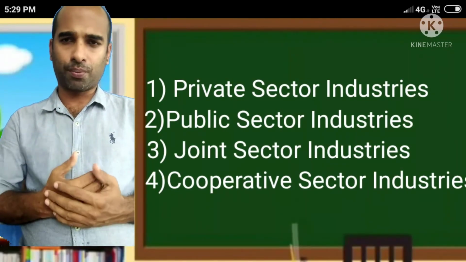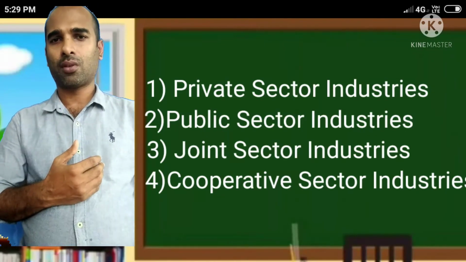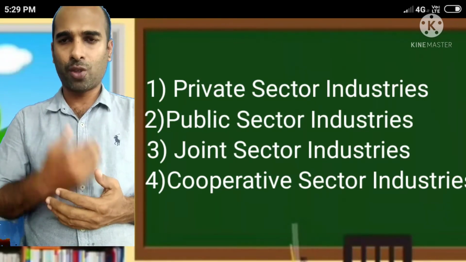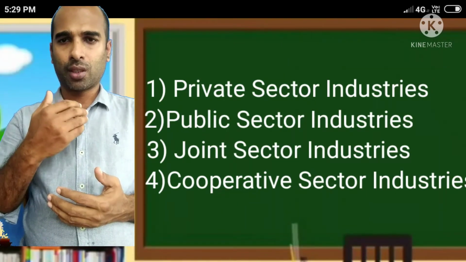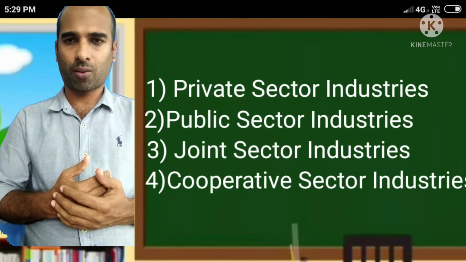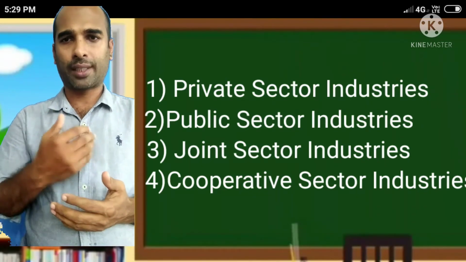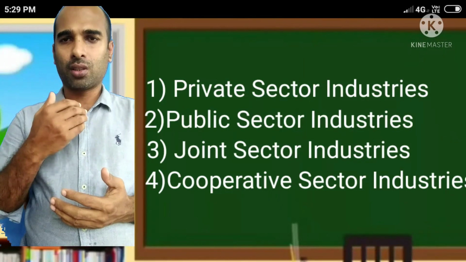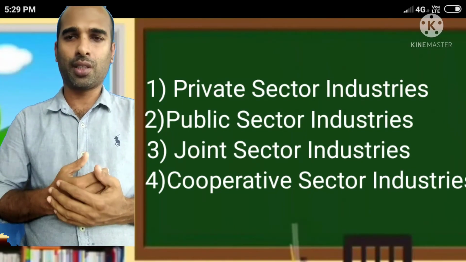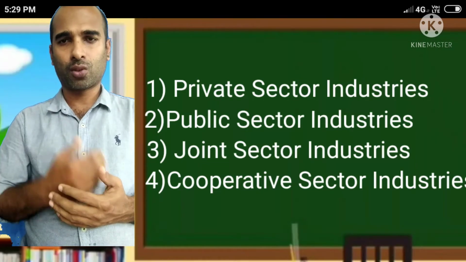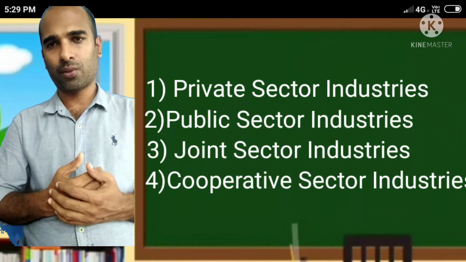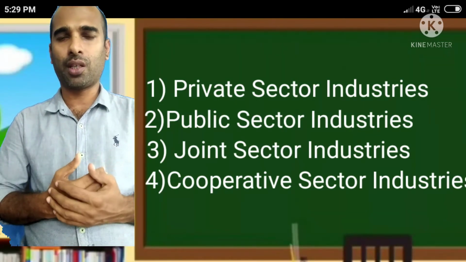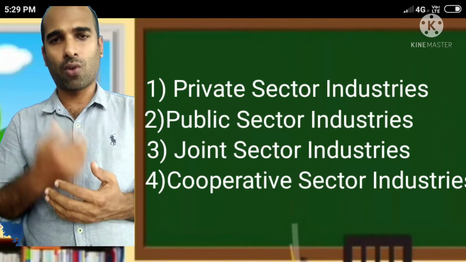On the basis of ownership, the industry can be classified into private sector industries, public sector industries, joint sector industries, and cooperative sector industries. What are private sector industries? Private sector industry means one owned and operated by an individual or a group of individuals. This is the asset of a private individual. There is no connection with the government.